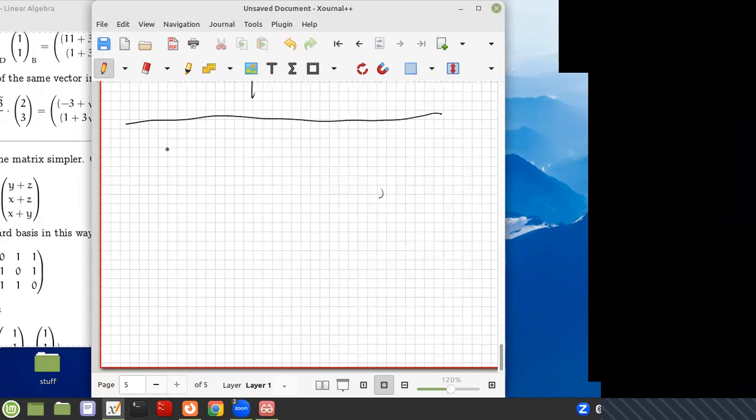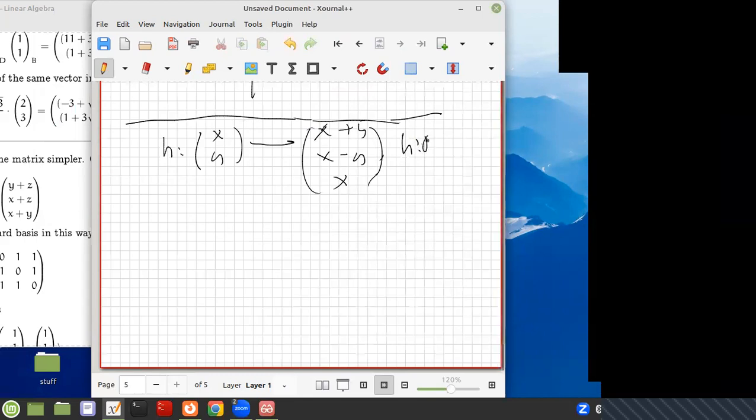So let's say that you had the map H from x, y to x plus y, x minus y. So it's R2 to R2, right? Maybe we should do R3, just so it's not square. And then we have, say, just x. Okay. So now H is from R2 to R3.